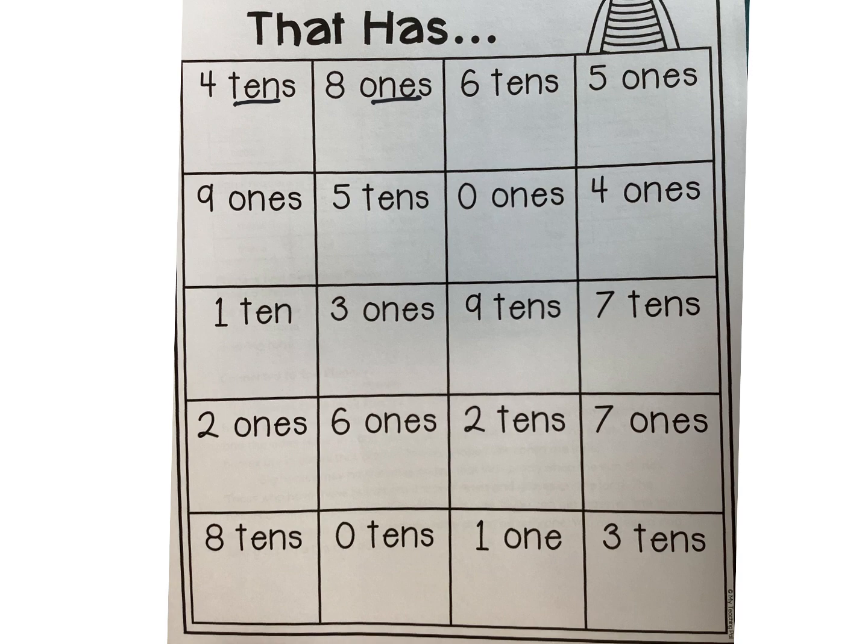So if I said to you, please write a number with 4 tens, what kind of a number would you write? Yeah, we could write like 41, 42, anything in the 40s.